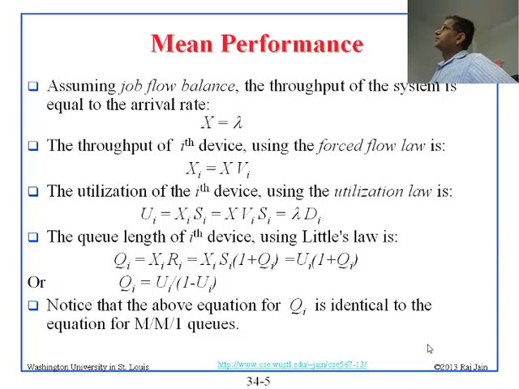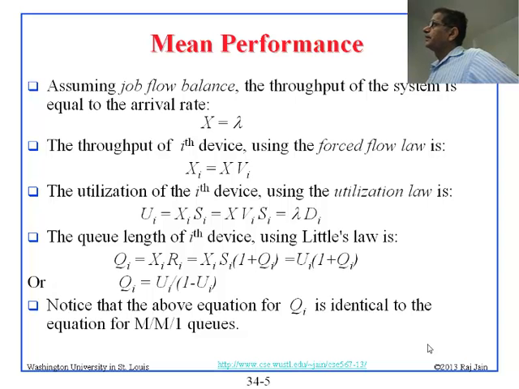Now we are assuming job flow balance. The second assumption is job flow balance, so we can say something about the throughput. Throughput of the ith device equals system throughput times VI. And we can say something about the utilization of the ith device. That would be Xi times SI, which is X times VI times SI. X is lambda, so lambda times VI SI, which is DI. So the queue length of the ith device, from the previous formula, is Xi times Ri, where Ri was Si times 1 plus QI.